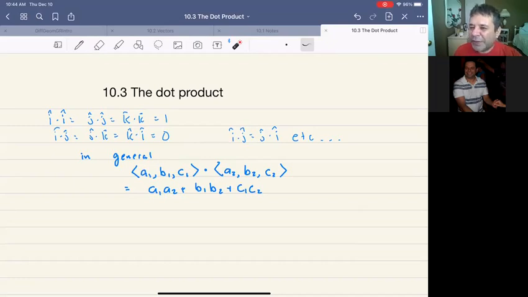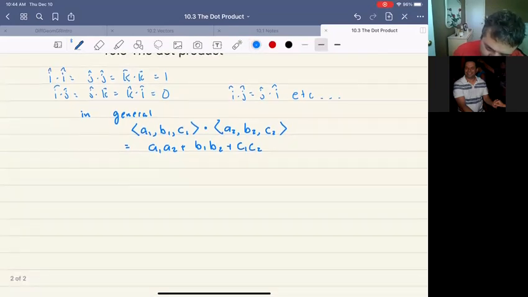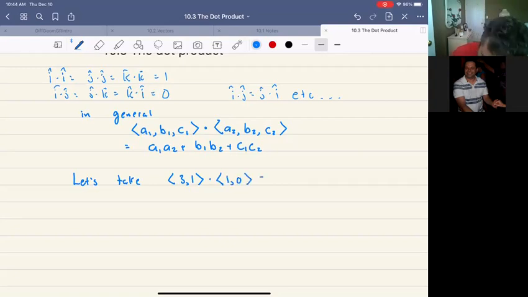So let's see what that gives us in certain specific cases. Let's say we take 3, 1 and dot it with 1, 0. That's going to give us 3.